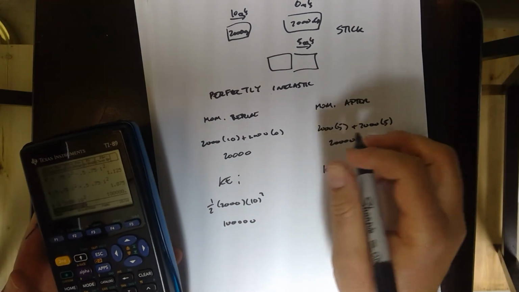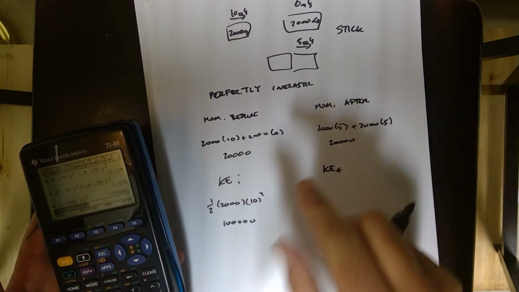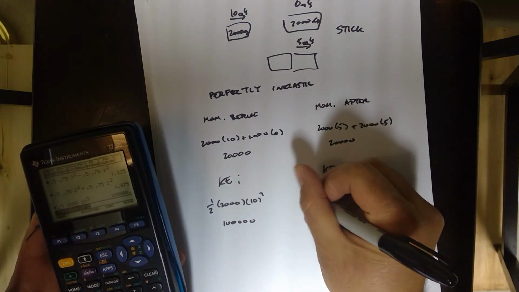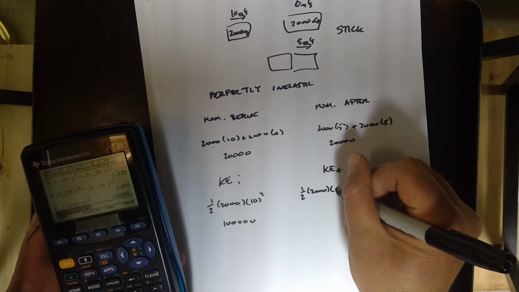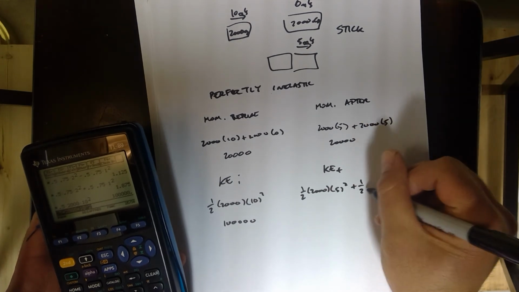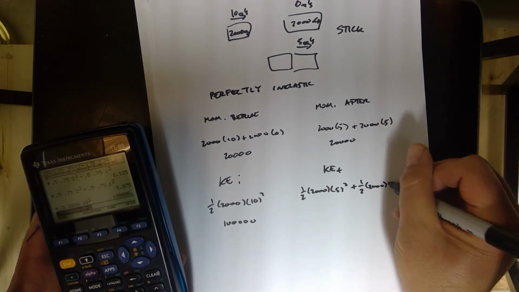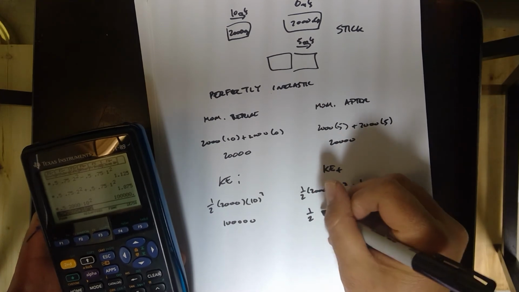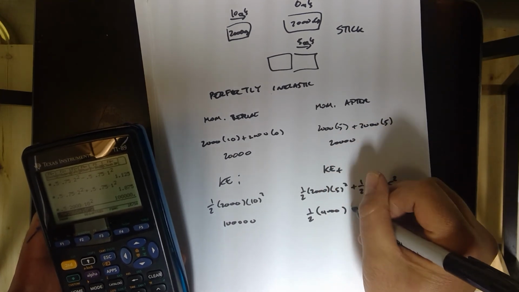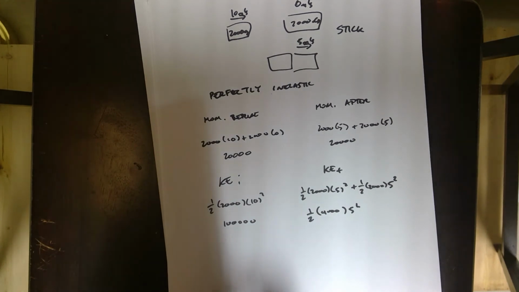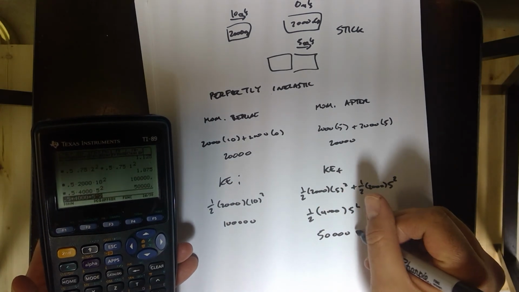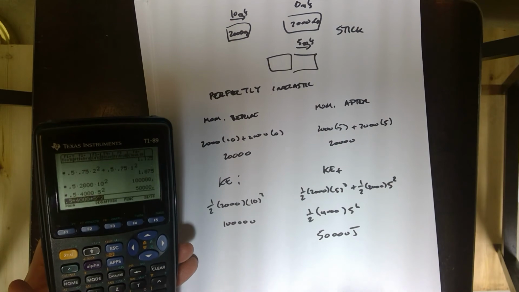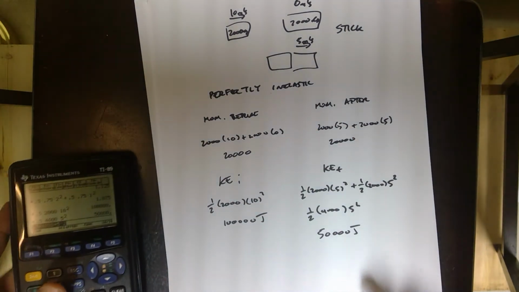Final kinetic energy. Now, you have the option of doing them both individually, or you could group them together. It's entirely up to you. You're still going to get the same thing. So we could do 1/2 times 2,000 times 5 squared plus 1/2 times 2,000 times 5 squared, or you could do 1/2 times 4,000 times 5 squared. It's going to get you the exact same answer. So what do we have here? 50,000 joules. So we started out with 100,000 joules, we lost 50,000 joules.